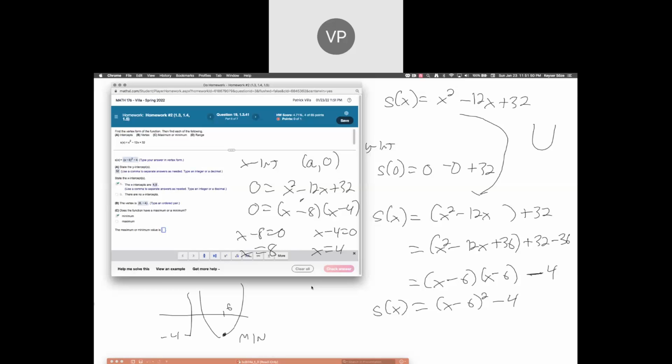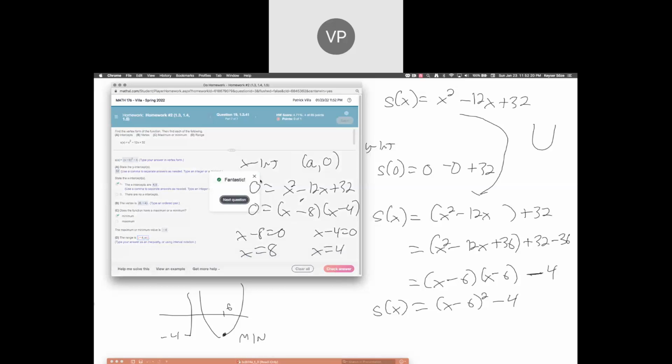So this is your minimum, and when they want to know the minimum or maximum value, they're asking what's the y value of the vertex, even if it's negative. That's what we have. And the last is the range. The range is all the y values. And when it's pointing upward, it starts at the vertex y value, and then it goes all the way up to infinity with the parenthesis. And now we've got it.